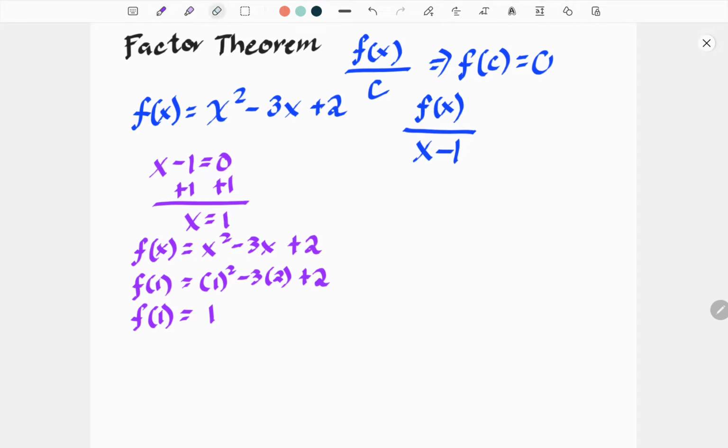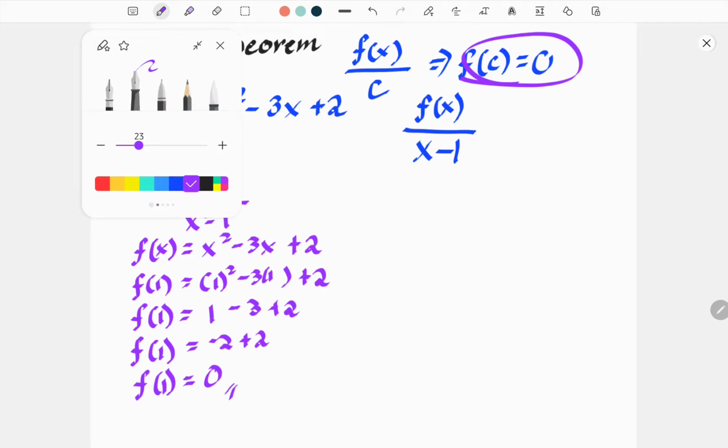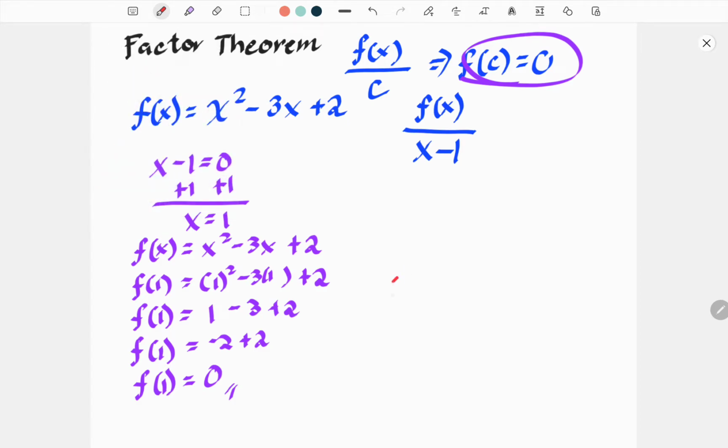This is 1, am I right? So that's 1, and that's negative 3 plus 2. So you're getting that f of 1 is equal to 1 minus 3, so that's negative 2, plus 2. Just to make it a process, f of 1 would be equal to 0. So therefore, it satisfies our factor theorem. So you can now conclude that x minus 1 is a factor of f of x.